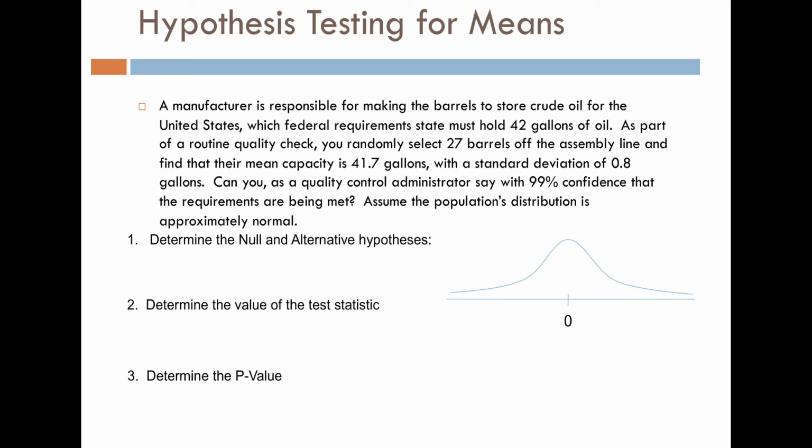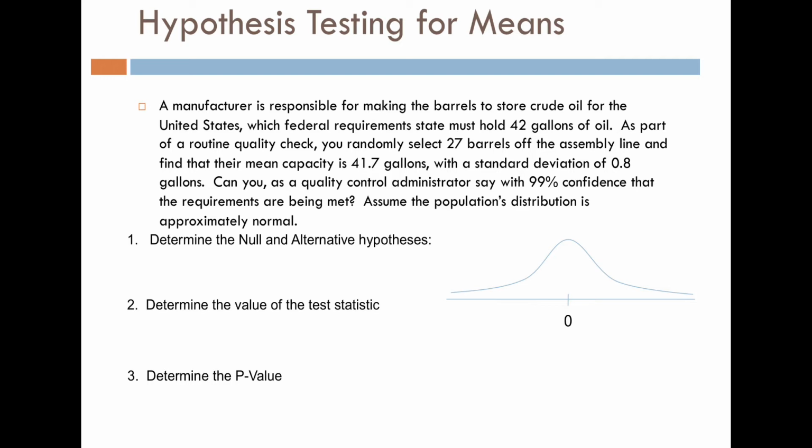For each of these, we do want to pay attention, and in general, as you're reading these, pay attention to this description of the standard deviation. And the context is what is written. So a manufacturer is responsible for making the barrels to store crude oil for the United States, which federal requirements state must hold 42 gallons of oil.